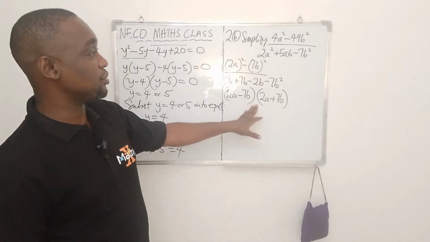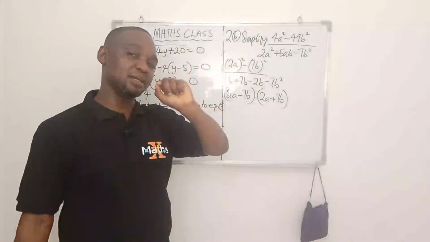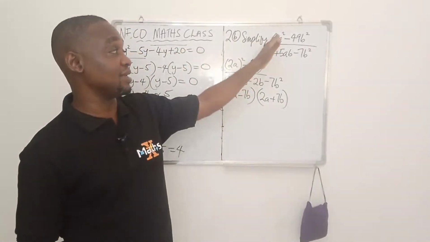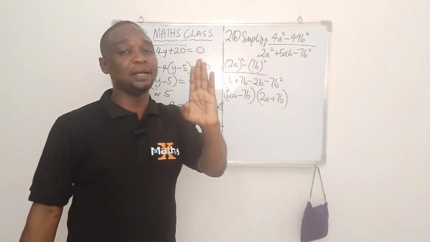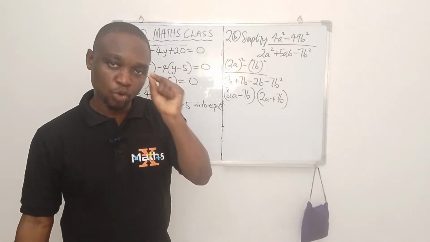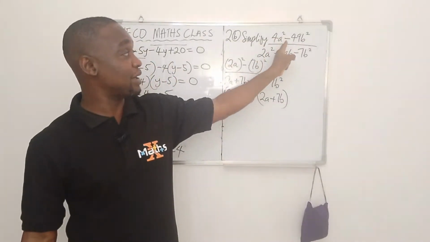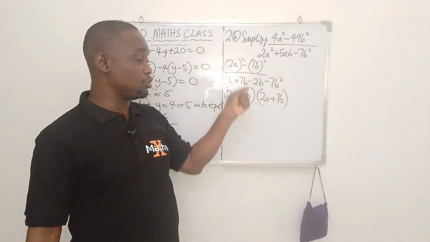My dear students and viewers, please be alert to it. Once you see a quadratic expression like this, where all the items that make up that expression are perfect squares, and there's a minus sign in between two of them, you are going in for a difference of two squares. There's a way you treat it.